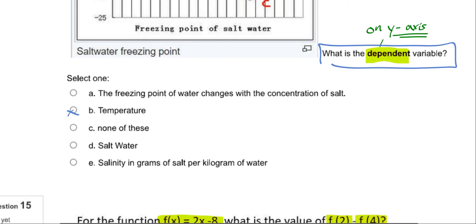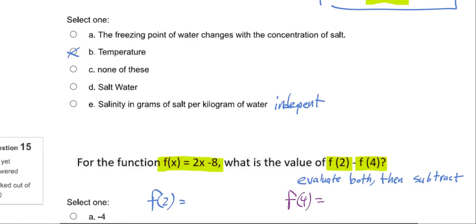So the temperature is our dependent variable. The freezing point of water changes with the concentration of salt is a good description of this graph, but it's not the dependent variable. Salt water is the thing you're measuring, but it's not the dependent variable. Salinity in grams of salt per kilogram of water, that's the independent variable. That's the one you're changing. You're adding more salt, seeing the freezing point. So the independent variable would be E. But the dependent variable is the temperature, what changes as a result.